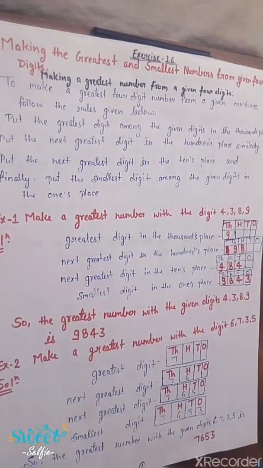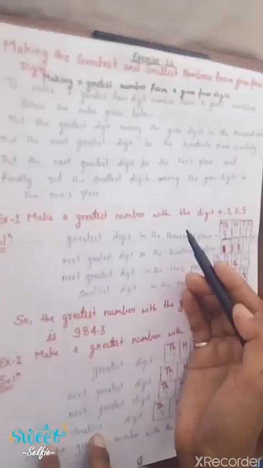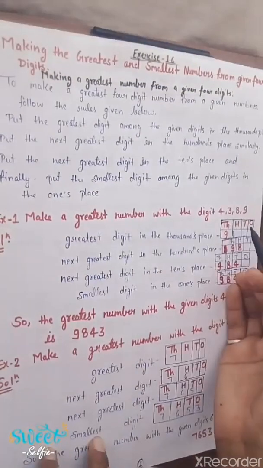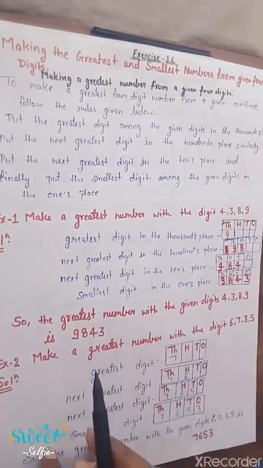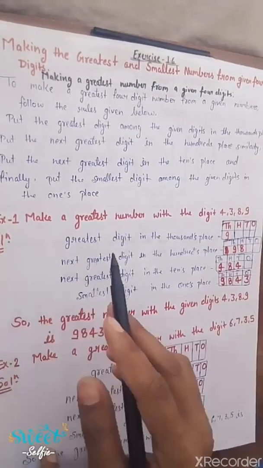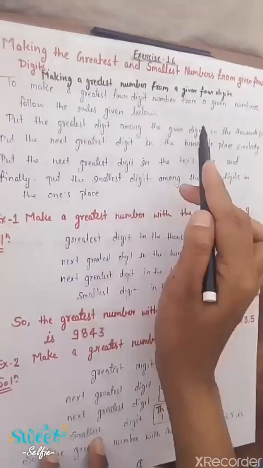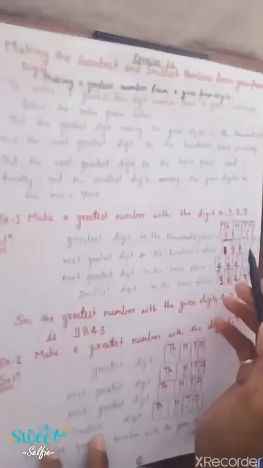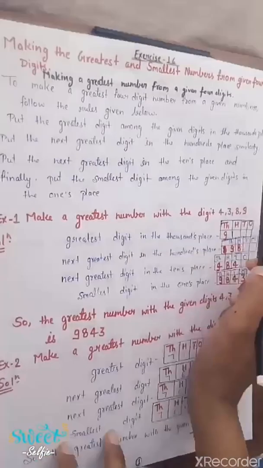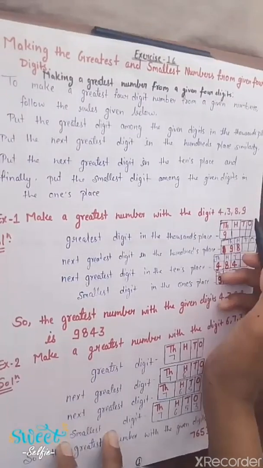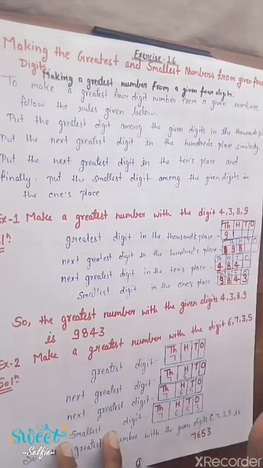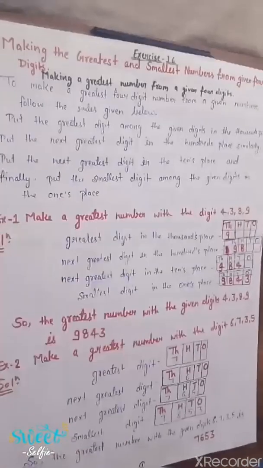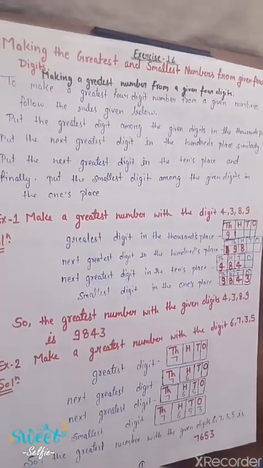So the first one is: make the greatest number with the given digits 4389. According to the rule, we have to write the greatest digit among the given digits in the thousand place. So tell me, which is the greatest digit among these digits? Yes, 9 is the greatest digit among these digits. So we have to write 9 at the thousand place.